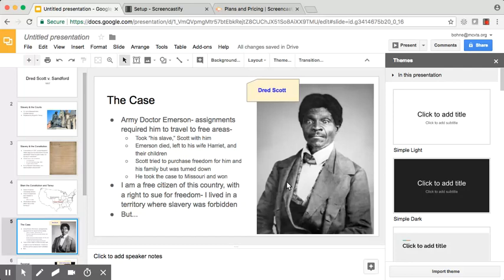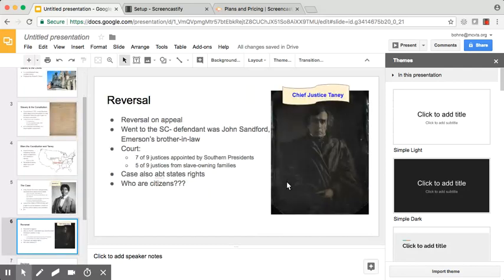His argument was that I'm a free citizen of the country and I have a right to sue for my freedom because I lived in a territory where slavery was forbidden. However, the decision was reversed on an appeal to the Missouri courts. By the time it went to the Supreme Court, the defendant was John Sandford, who was Mrs. Emerson's brother-in-law.